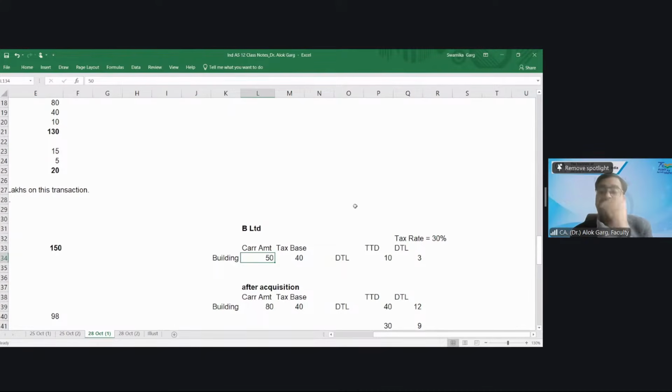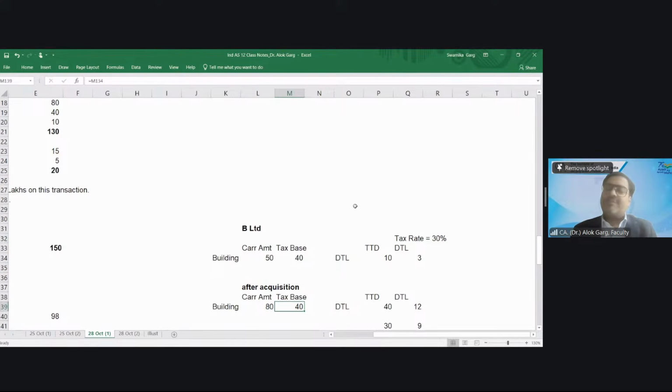It is fair valued at 80. Now tell me, just doing a fair valuation from 50 to 80, whether the tax base will change in the income tax provision. No, sir. The income tax department will say that I know only the cost price. I don't know about this fair valuation concept. In my books, it will be 40 always. You guys do whatever you want to do.